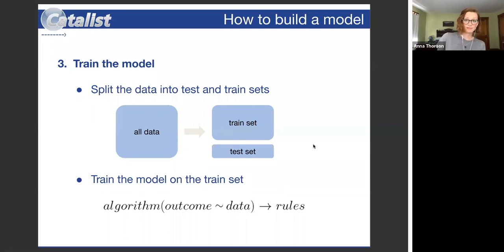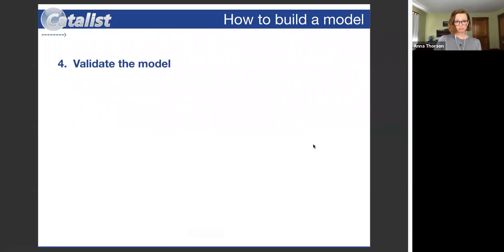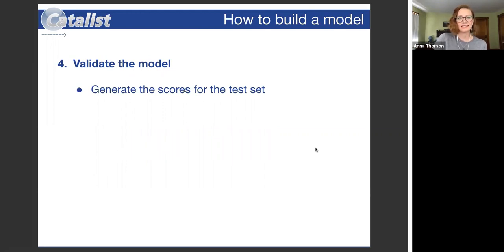So we've trained the model. How do we know that it works? So we have to validate it. Fortunately, we already split it up into a test set and a train set. The fun thing about that test set is that our model, that algorithm, has never seen the data in the test set. It only ever saw the data in the training set.